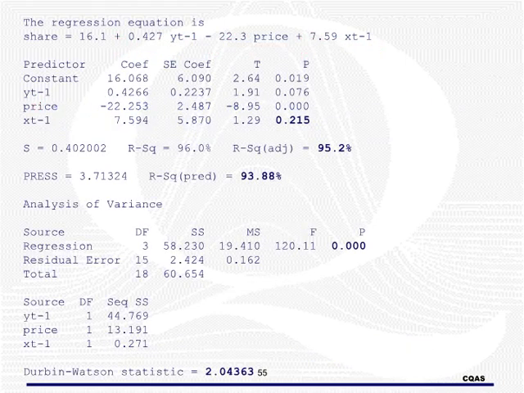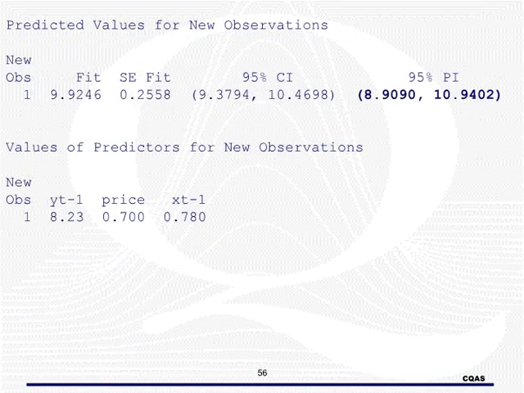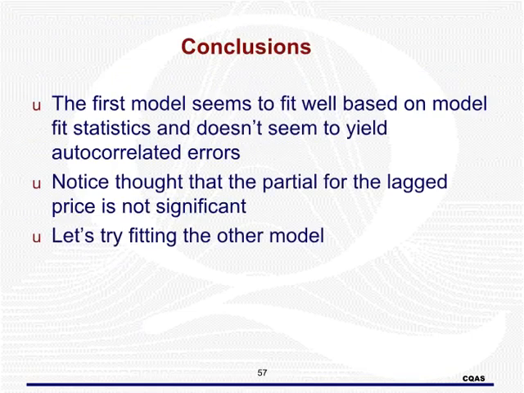Here are the results. Notice some things that are in bold. The p-value for x at time t-1 is not significant. Also, R-squared, adjusted R-squared, and R-squared prediction are all quite high and the DW stat is close to 2. So what should the next step be? Assuming that we have checked residuals, the 95% PI is found. We should note that the first alternative model fits and no autocorrelation exists. Also, the model seems to predict well.